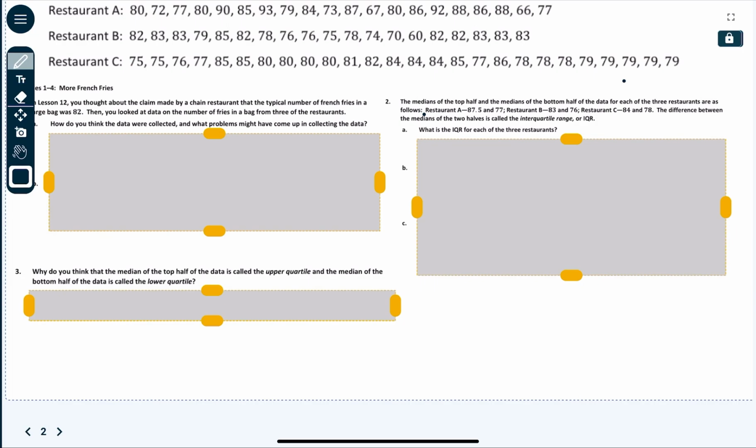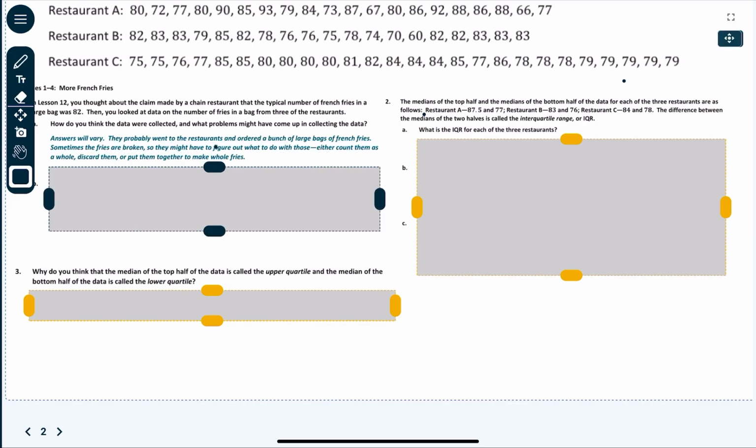So if you're thinking about it, how did they probably collect this data? Probably went to the restaurant and ordered a bunch of bags of large fries. Sometimes the fries are broken, so they might have to figure out what to do with those and either count them as a whole, discard them, or put them together and make whole fries. So if you got 2 half fries, you got a whole fry then.